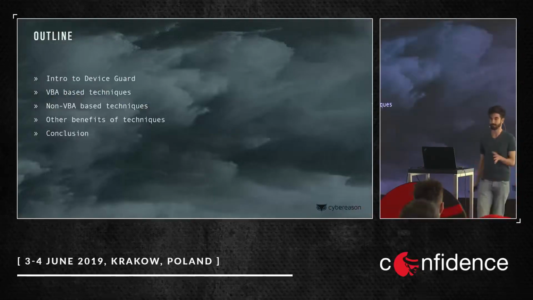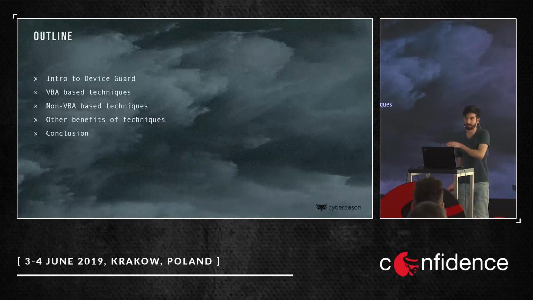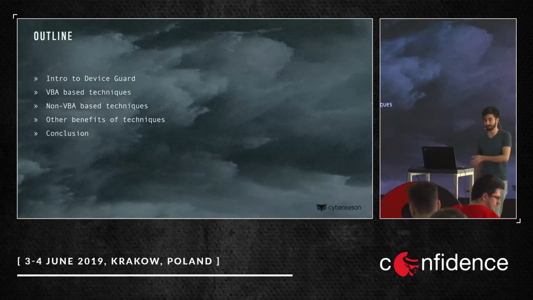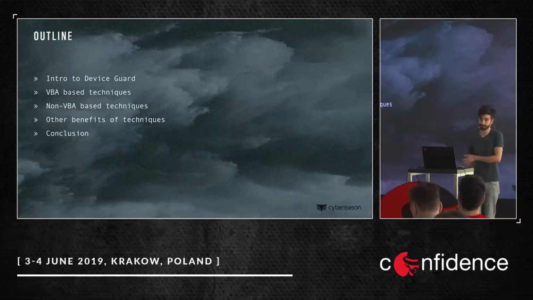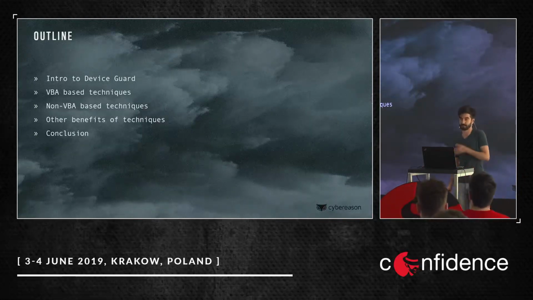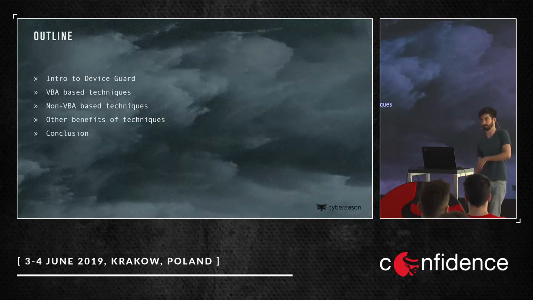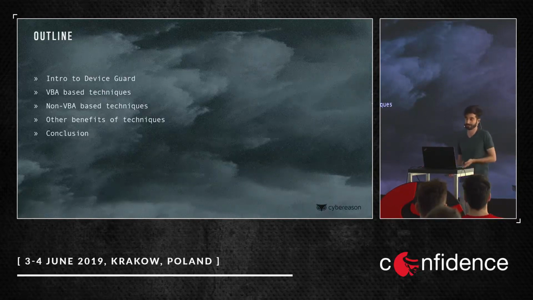This talk is going to be about Device Guard. We'll understand what Device Guard is as a feature in Windows. I'll show a couple of VBA-based bypasses, and a couple of non-VBA-based techniques that also bypass Device Guard. Most of these are not counted as vulnerabilities, and they don't have CVEs. But if you try to tell your boss, "Oh, the breach happened, but they didn't use CVEs," you will probably get fired. So it doesn't really matter as long as your machine is vulnerable.